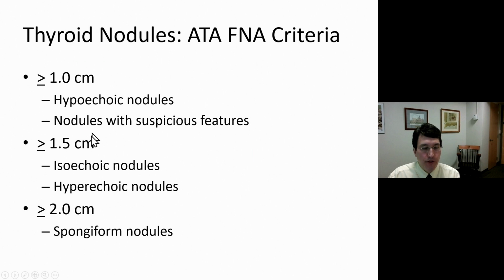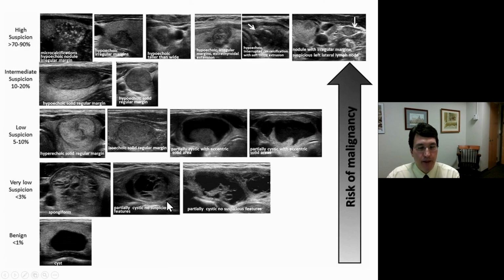If they don't, then we look at the echo texture. Nodules that are isoechoic or hyperechoic, basically meaning the same attenuation or brighter than surrounding tissue, will get biopsied if they're greater than 1.5 centimeters. Nodules that have a lot of small cystic spaces will usually only get biopsied if they're greater than 2 centimeters. And this is a diagram that shows a lot of these features, very helpful in referencing when you're reading ultrasound reports.